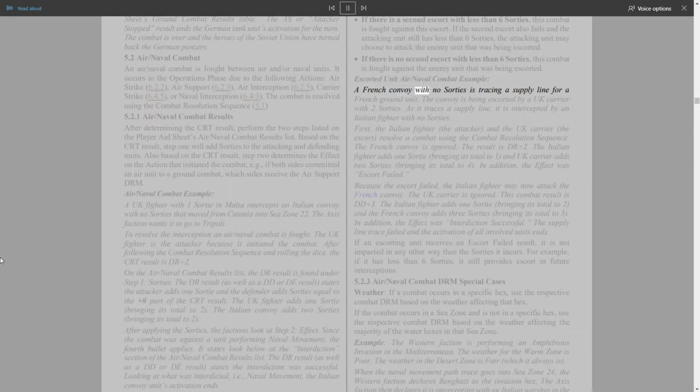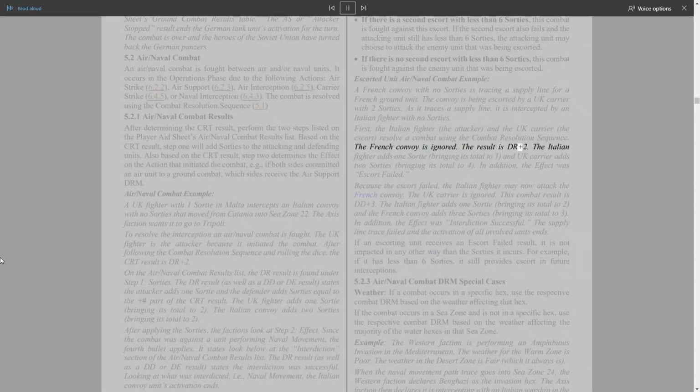A French convoy with no sorties is tracing a supply line for a French ground unit. The convoy is being escorted by a UK carrier with 2 sorties. As it traces a supply line, it is intercepted by an Italian fighter with no sorties. First, the Italian fighter, the attacker, and the UK carrier, the escort, resolve a combat using the combat resolution sequence. The French convoy is ignored.